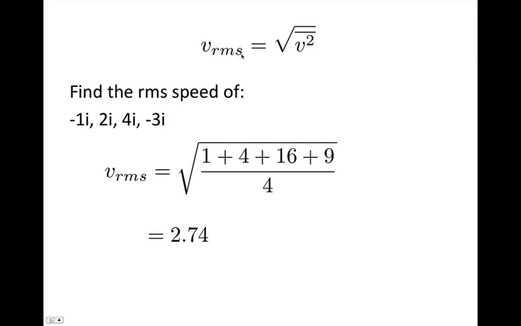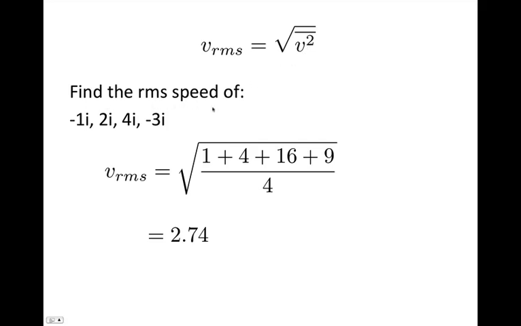So root mean squared is just the square root of the average velocity squared. The average velocity of the gas is 0 because it's just as likely to be moving in the x direction as the negative x direction. So in the x or the y or the z direction, the average velocity is 0. So we need to square the velocity and then take the average.